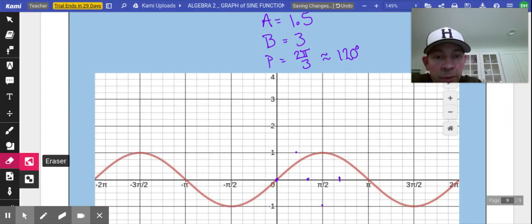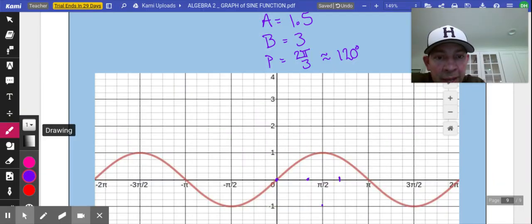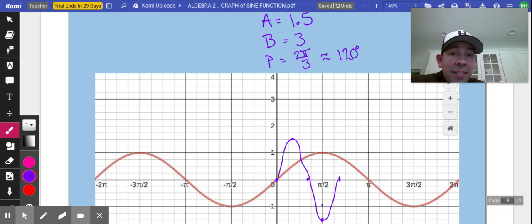So let's see if I can go a little bit higher here. So I got to go up to 1.5 and down 1.5. Okay. Now the next cycle, again, I just need to basically repeat that process all over again. If you double this number, that's going to put you at 4 pi over 3. So that's going to be the next cycle. And that 4 pi over 3 is about 240. So that's going to put you right about here.